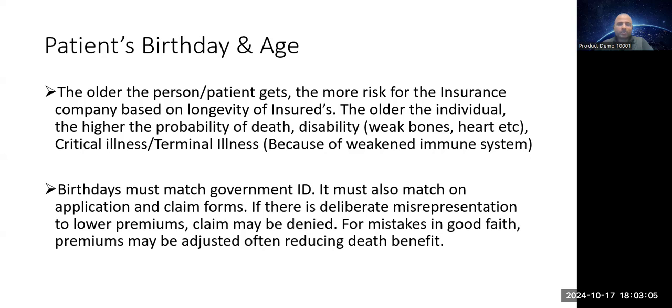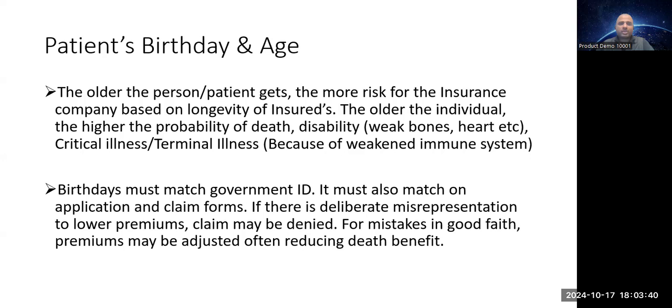So the reason why someone might declare that they are younger is because the premiums are higher for older individuals. And the reason why older individuals may end up paying more in premiums is because the older the individual is, the higher the probability of death. The higher the probability of disability because of weak bones, weak heart, and so forth. The higher the probability for critical illness or terminal illness. Why? Because of a weakened immune system, and so on.